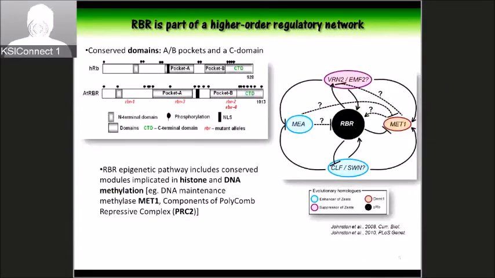It's part of a higher-order regulatory network. It's a pocket domain protein, meaning there are two types of pockets, called A and B, and they facilitate protein-protein interaction, like a docking station. You also have a C-terminal domain, which contains typical phosphorylating residues, and many types of post-translational modifications happen there. If you look at the right-hand side, you can see that RBR, or retinoblastoma-related, as we call it in Arabidopsis, is a single copy.